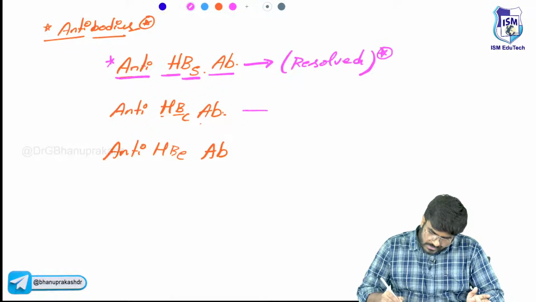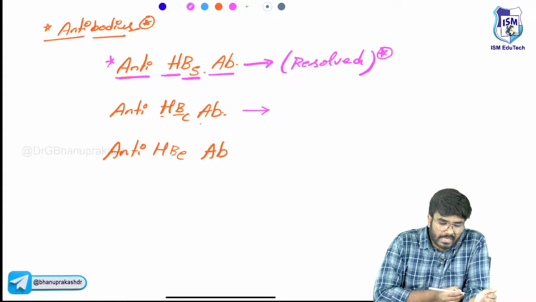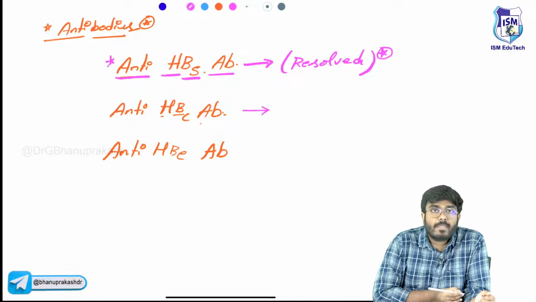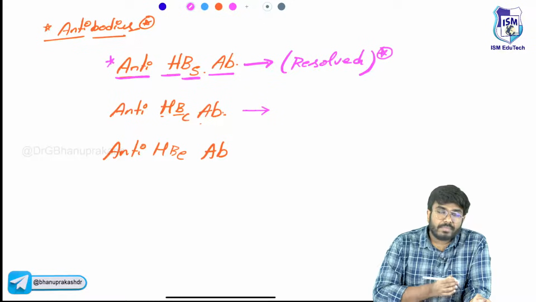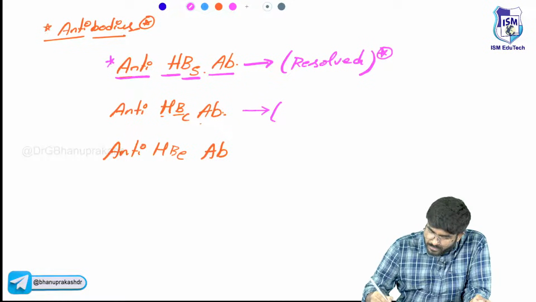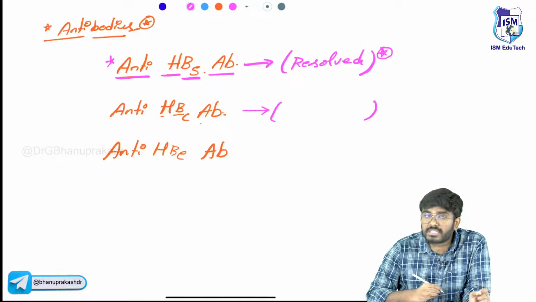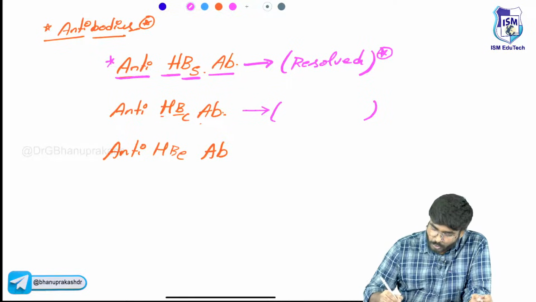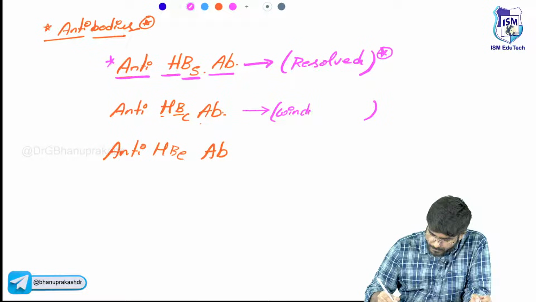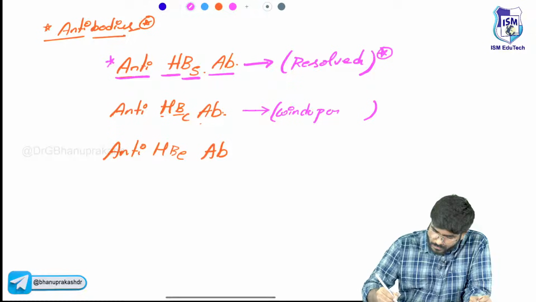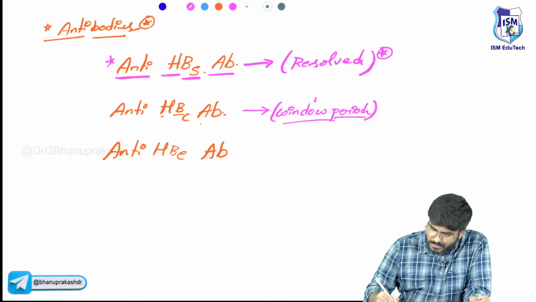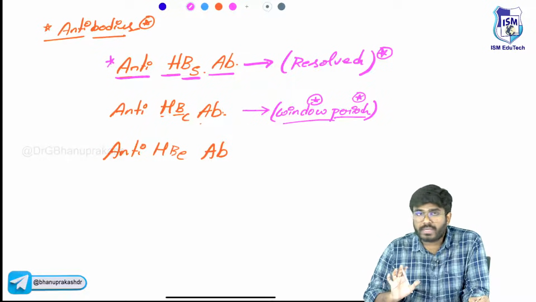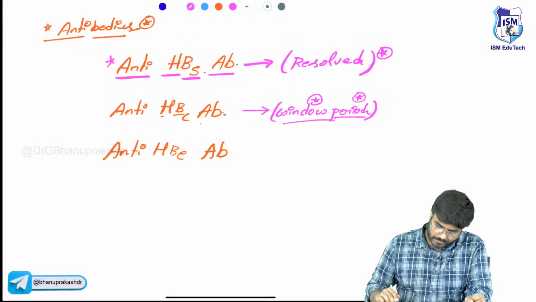Now, what is this anti-HBc antibody? This antibody is going to be very important, especially in a period called the window period. What is this window period? What is the importance of this window period? How to diagnose this window period? I will explain it to you.